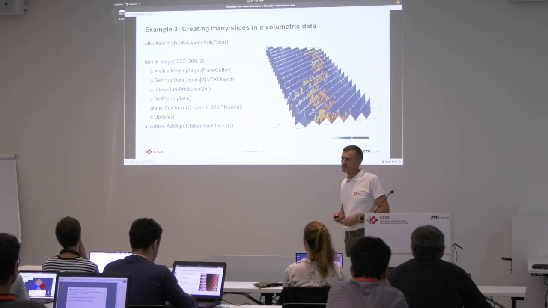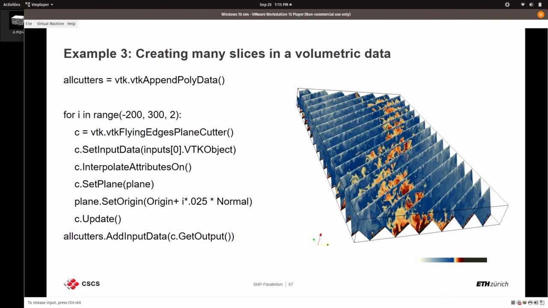Another example from using an SMP accelerated technique is this example of the shear layer convection. Here I wanted to create multiple slices through the volume to get a feeling for the inside of the volume. Now, I used a special class in VTK called the Flying Edge Plane Cutter. You will find it under a special plugin in ParaView called the Accelerated Algorithm.